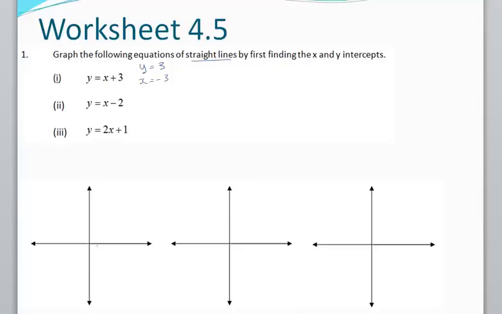So here, 1, 2, 3, minus 1, 2, 3. Here's our minus 3. 1, 2, 3 here. We know that these 2 points here are on our line there.